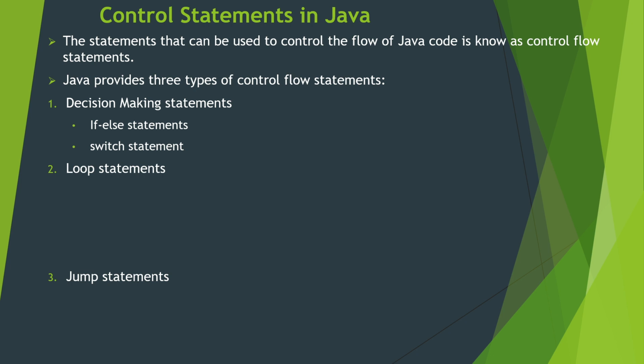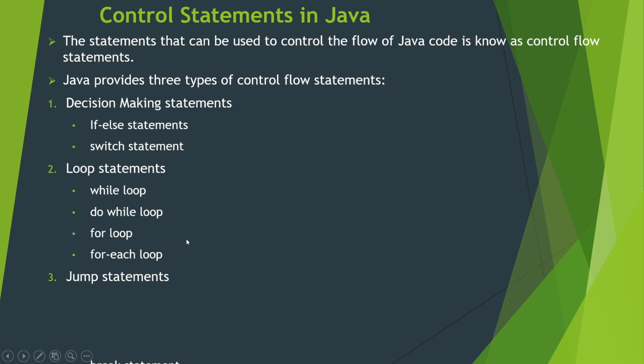Then for loop statements, we have while loop, do while loop, for loop, and for each loop. In programming, sometimes we need to execute a block of code or a set of Java statements repeatedly while some condition evaluates to true. And to do that, we use these loop statements.